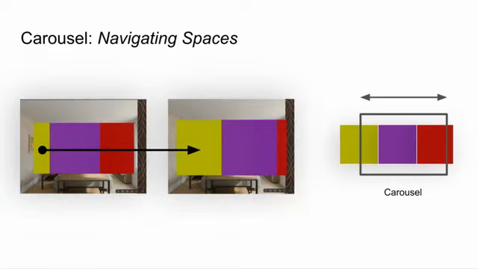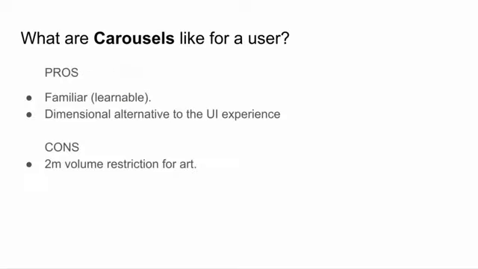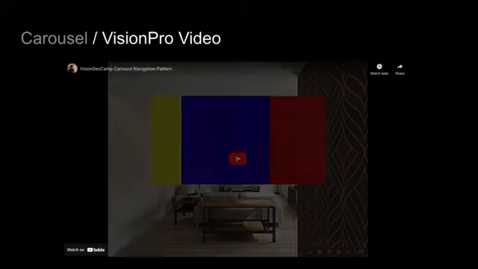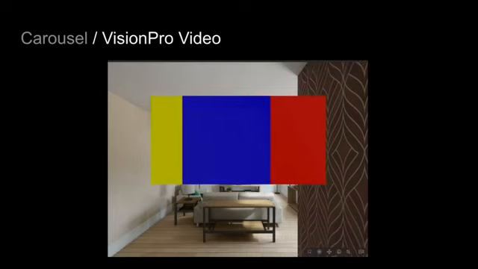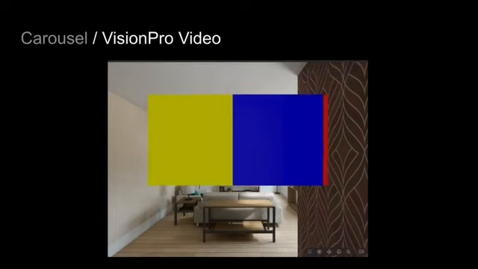The next was a carousel as a way to navigate between spaces, or in this case, objects. So the pro is that it's familiar because it's learnable. It's a dimensional alternative to the UI experience of a carousel. But the cons in this case is that you have a 2-meter volume restriction for the art. And this is a hand gesture moving from left to right.